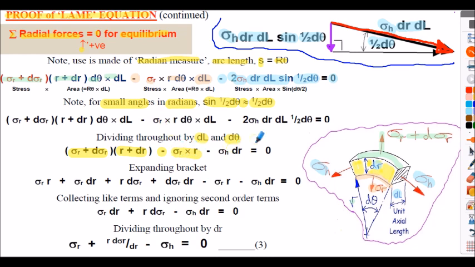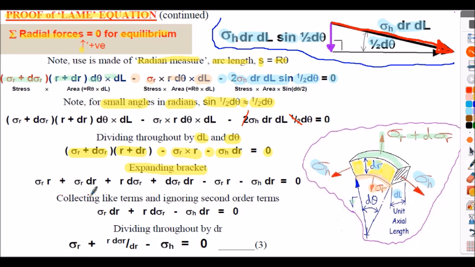And we subtract from that the sigma h multiplied by dr, because notice that the two cancels with the half, and we're dividing throughout by dl and d theta. So we simply end up with minus sigma h dr, and that equals to zero. Well, next line, I've simply expanded the brackets, multiplied out the brackets.